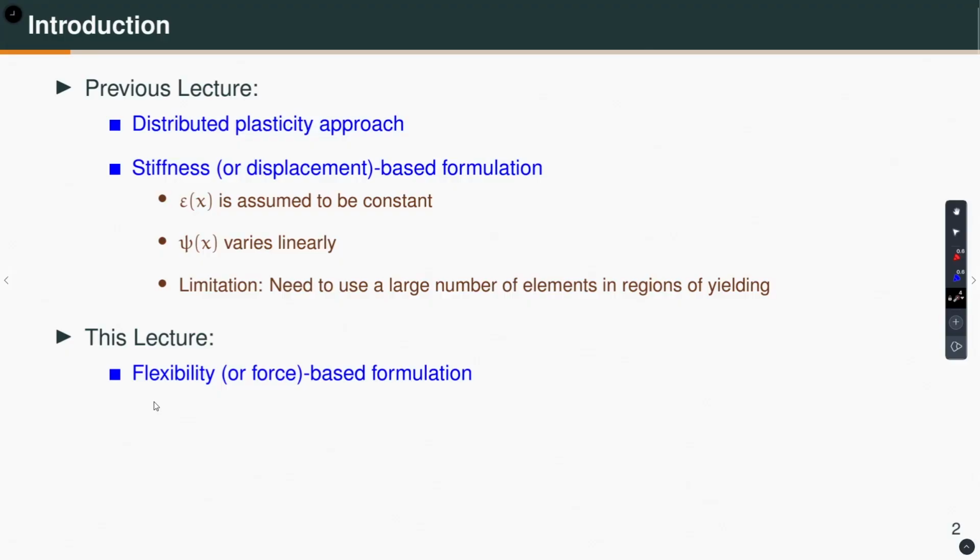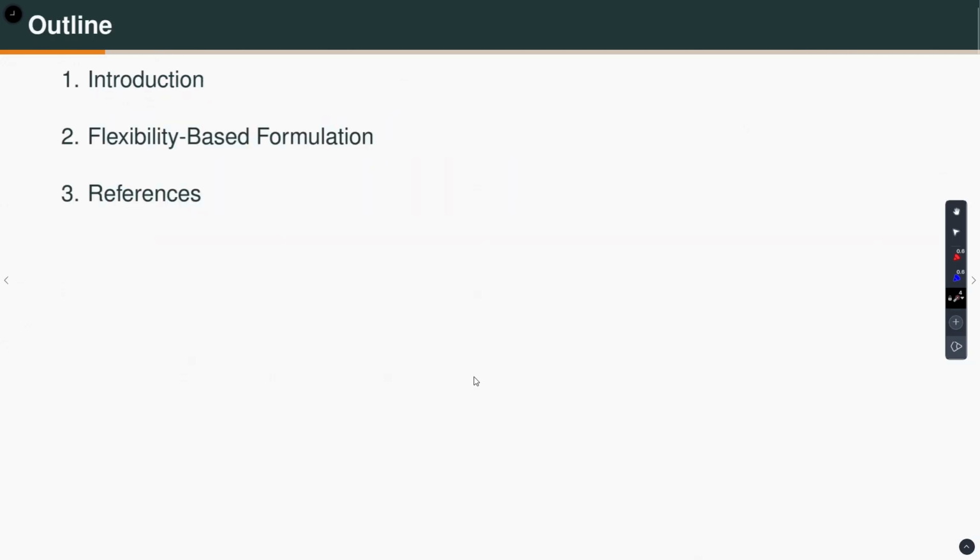Then you have to use many elements in regions where inelasticity can develop. Okay. Today we will look at an alternative formulation which is called the flexibility or force based formulation. Okay. So, let us get started.